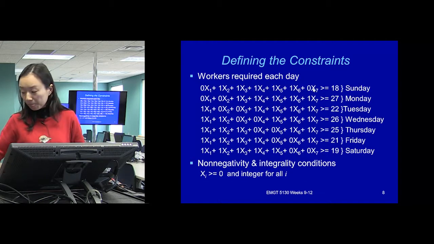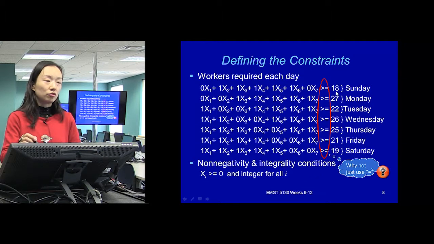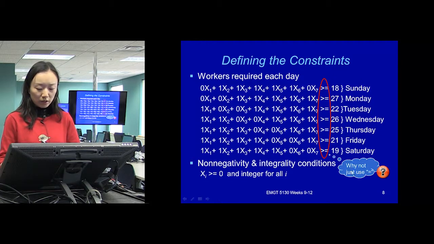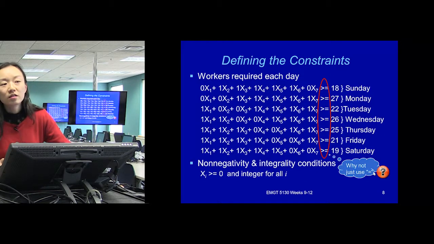But I have a question here. Since the right-hand side, those values, these are the number of people to have, right? Those are the required number of people. Why do we use greater than or equal to? Why not just use equal to? Because we don't want to limit the feasible region.